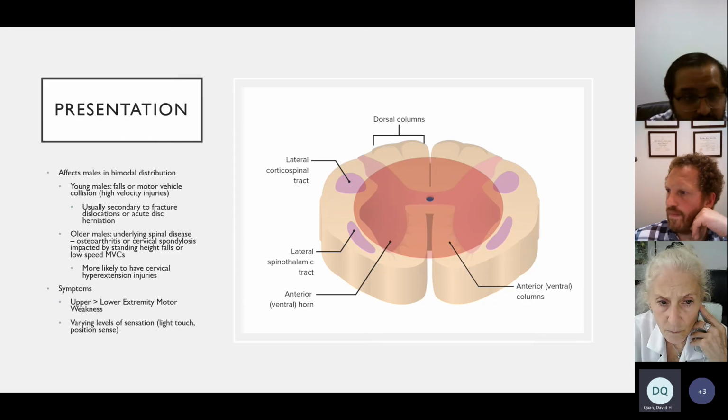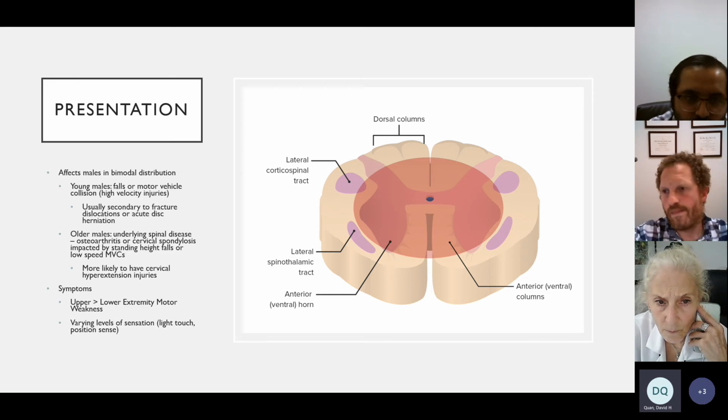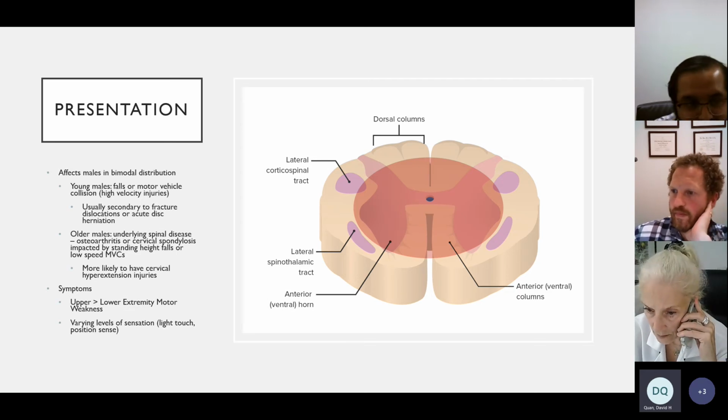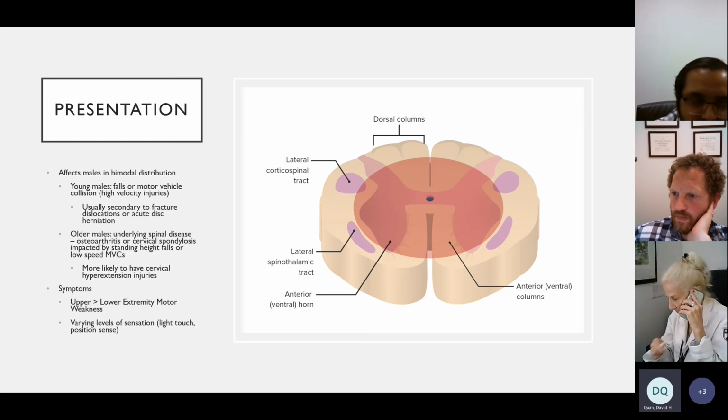Presentation for this syndrome varies. It does affect the population in a bimodal distribution. We have young males on one side versus older males on the other, and males tend to be more afflicted than females. Younger males will tend to present more after a fall or a motor vehicle accident, really a high velocity type, and their injury stems from a fracture dislocation or disc herniation.